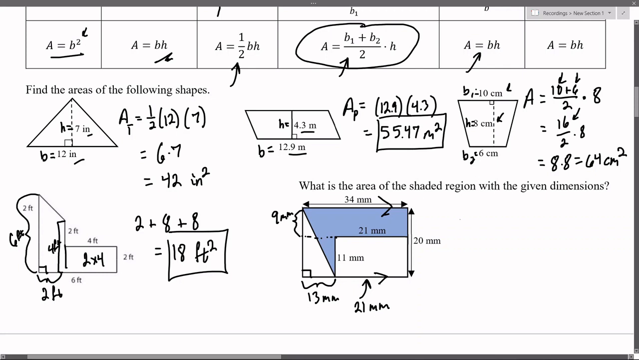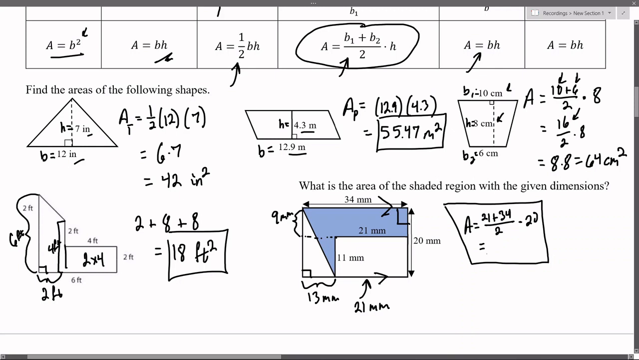And the top side is 34. So the area of this full thing is going to be base 1, which we'll do like 21, plus base 2 is 34. And the height is the distance between the two bases. That's going to be 20 millimeters because that's a right angle from each other. So it's going to be times by 20.